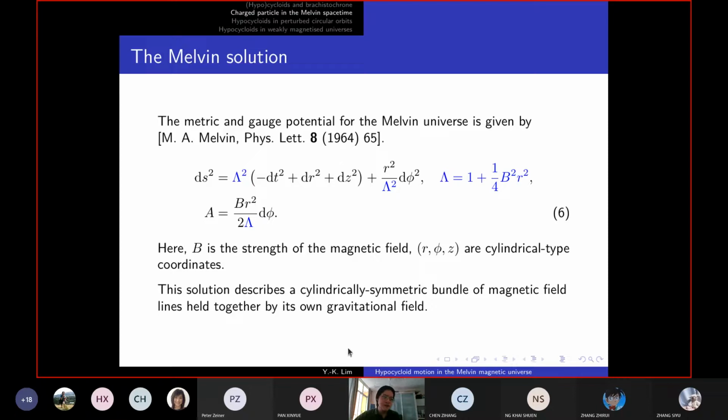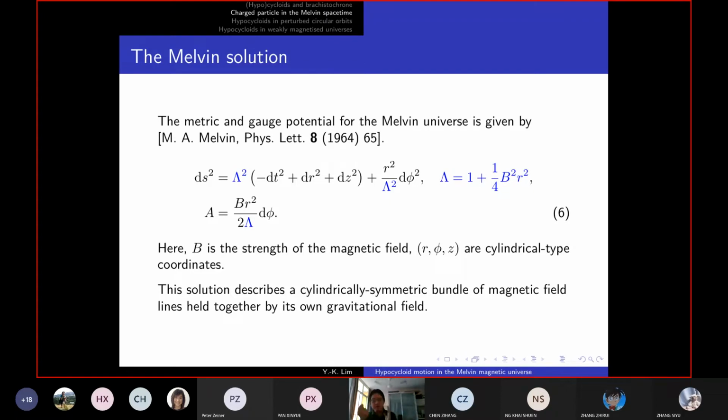Okay, so essentially this solution describes a cylindrically symmetric bundle of magnetic field lines held together by its own gravitational field, right? And what we want to explore today is how a charged particle moves inside this field. So Qinghao has exactly described it nicely already, right? So I have gravity and I have a magnetic field. The magnetic field is pointing in the z direction. The gravity is attracting everybody towards the center, the axis.